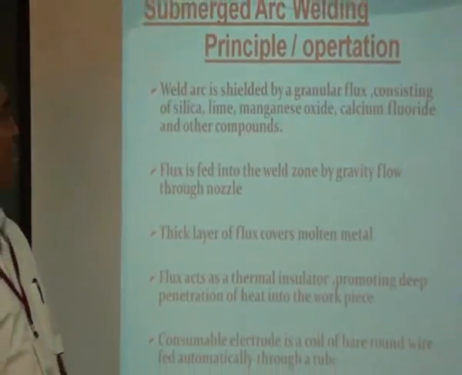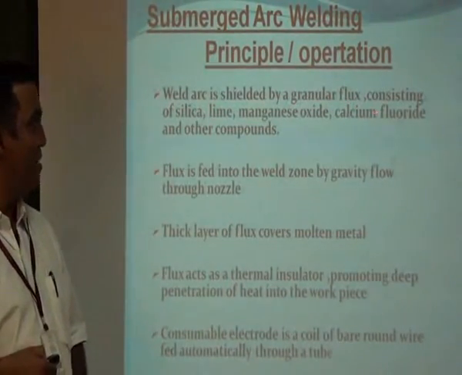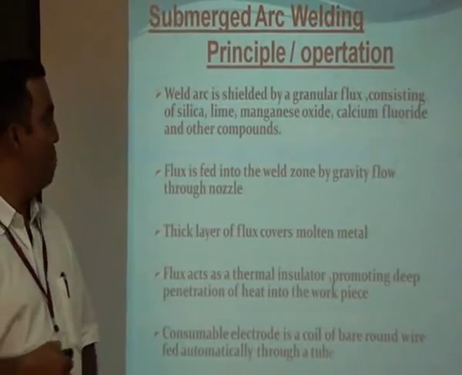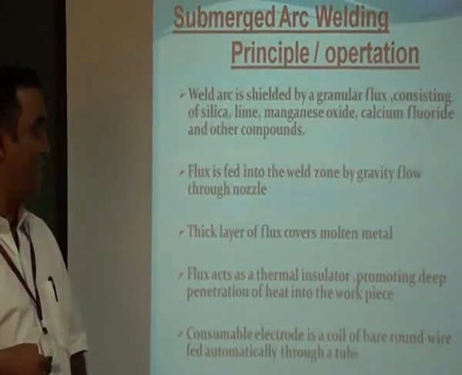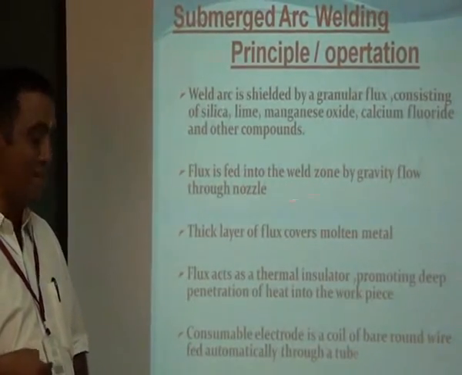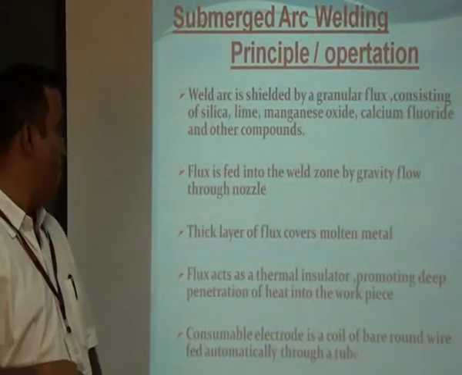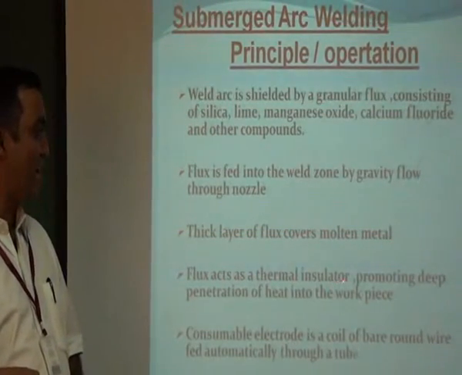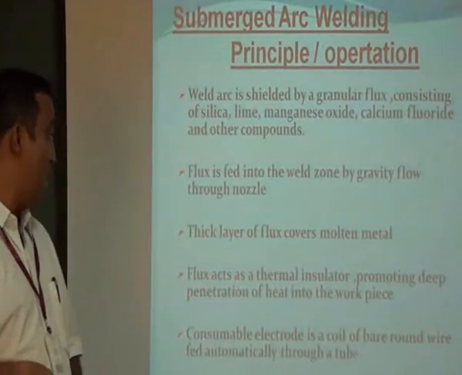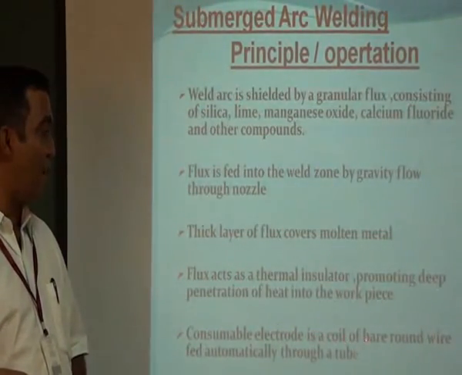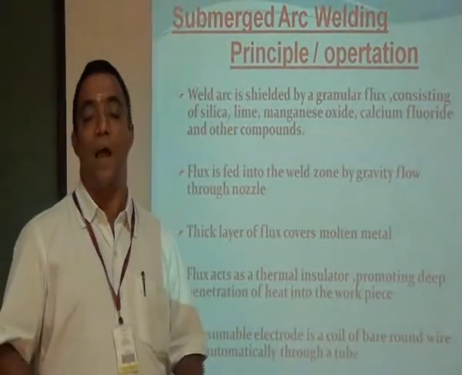The principle and operations of this are as follows. Welding arc is shielded by a granular flux consisting of silica, lime, manganese oxide, calcium fluoride, and other components. Flux is fed in the weld zone by gravity flow through a nozzle. The thick layer of flux covers the molten metal. Flux acts as a thermal insulator, promoting deeper penetration of heat into the workpiece. And the consumable electrode is a coil of bare round wire fed automatically through a tube.